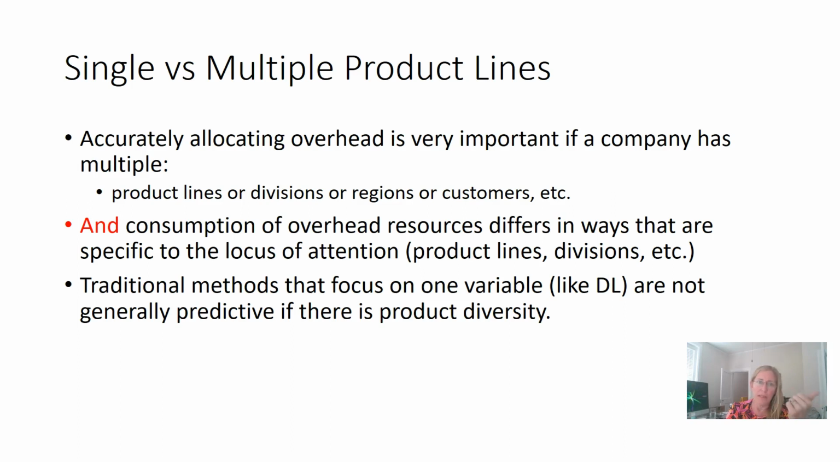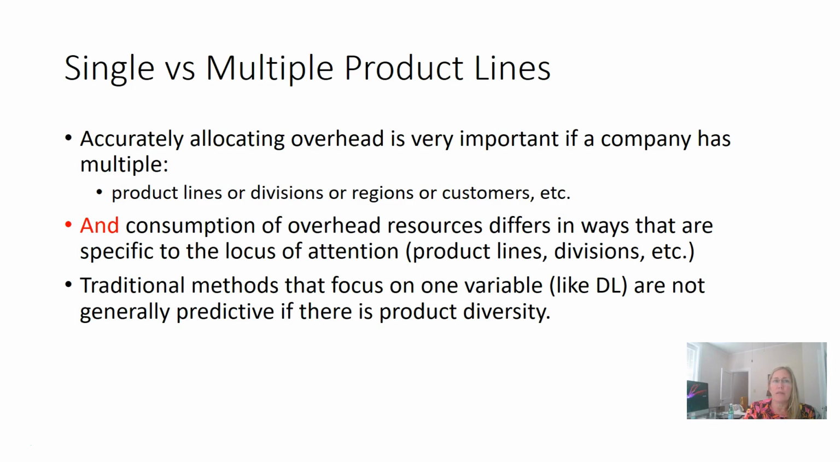So not only for product lines, but for divisions or regions or customers even. And in the next case, we'll look at customers specifically and do the same kind of analysis where we're allocating costs to the customers to see who is our most profitable customer and what we should be pricing our customers. All right, so another thing that makes this very important is that the consumption is different.